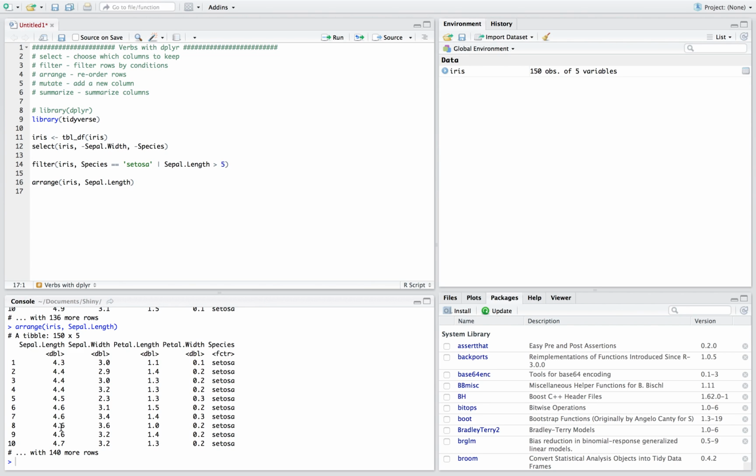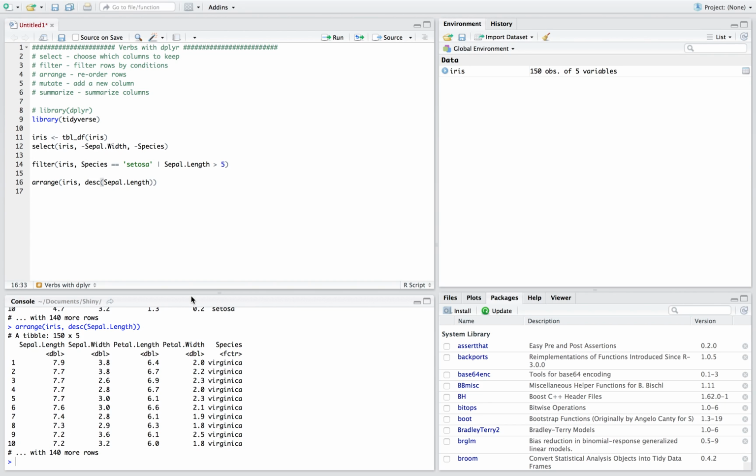Sometimes, and in fact, a lot of times when I'm using it at least, I want to see highest to lowest, right? And so the way that you can do that is you can say descending and then put some parentheses around it, right? And this is going to arrange it descending from sepal length. So now we have the biggest, and then it descends down.